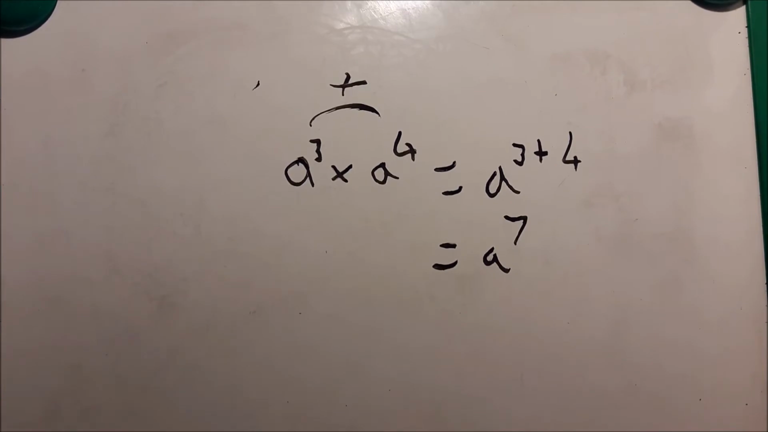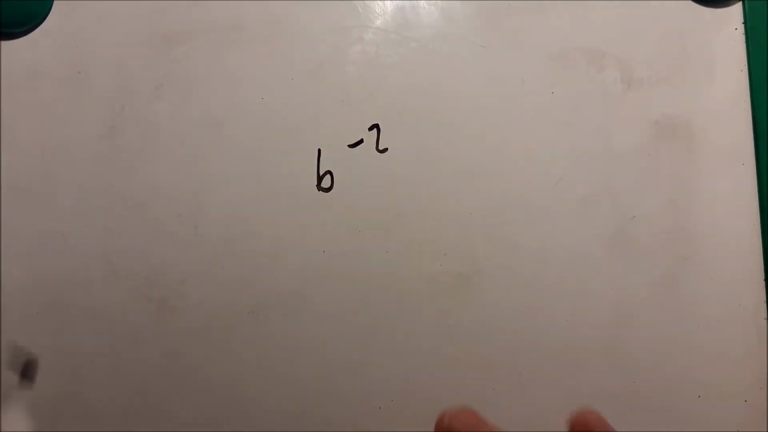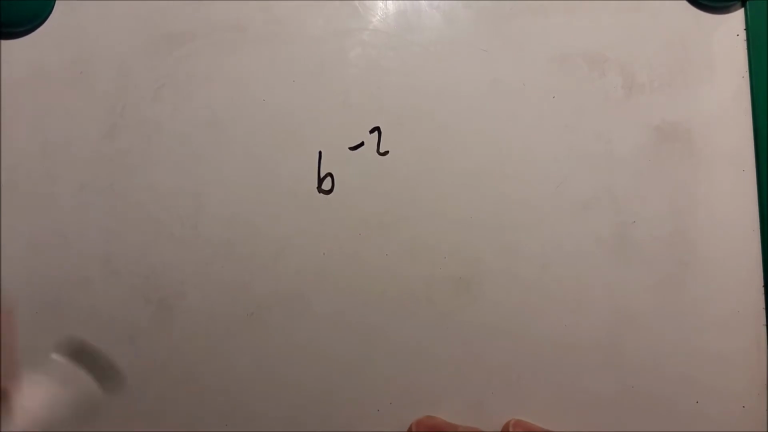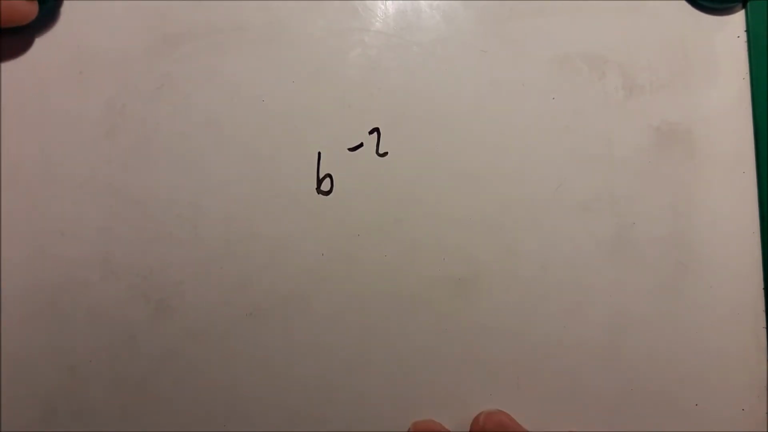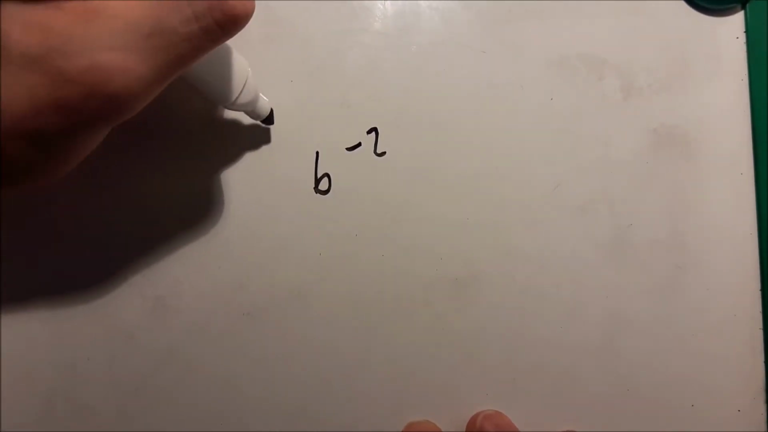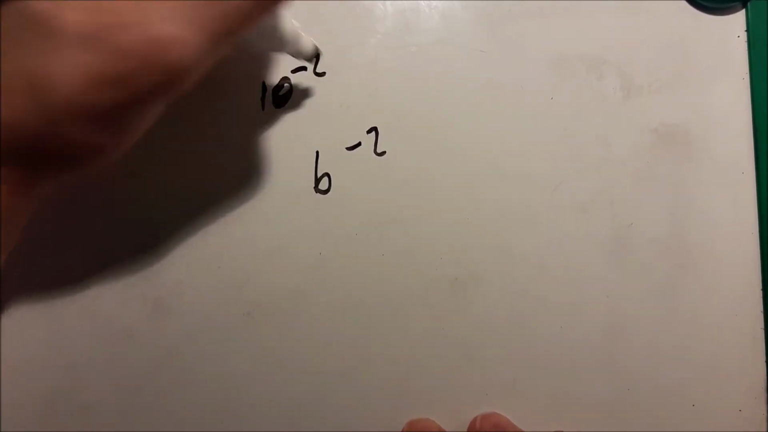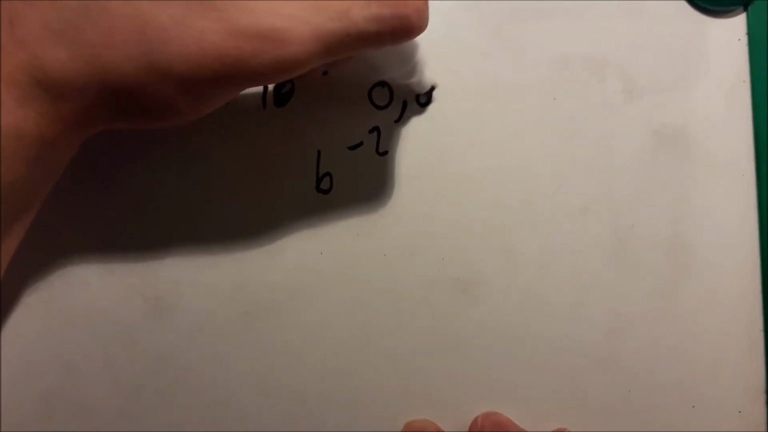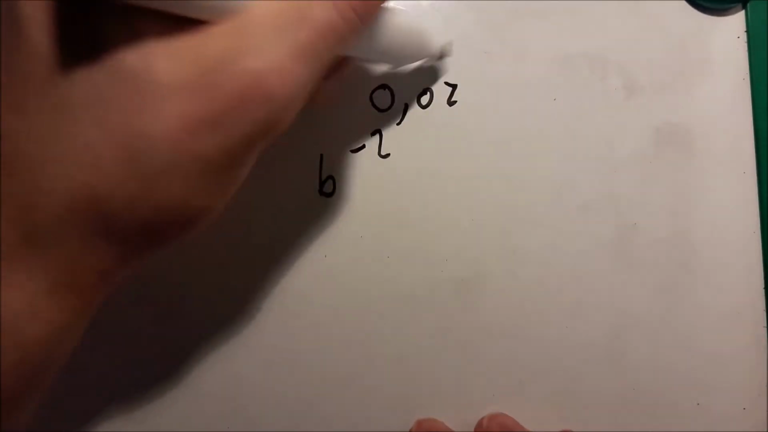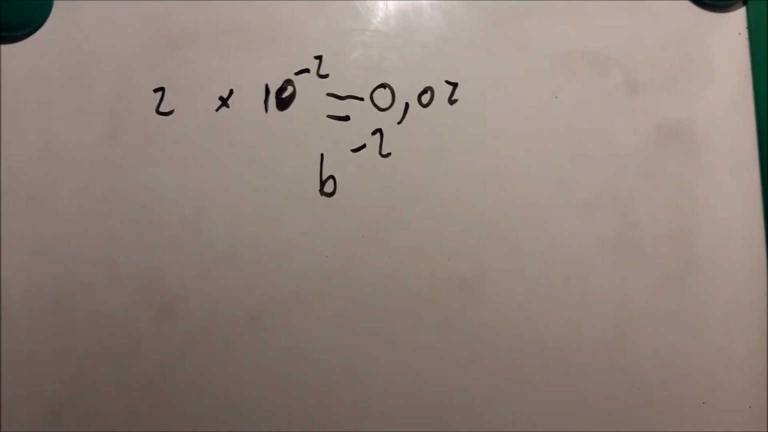The next one, we're going to look at a new law with exponents. We have b to the power of negative 2. What does that mean? This negative makes it a decimal or a fraction. Remember, with scientific notation, if you have 10 to the power of negative 2, that's 0.02, I think. So that's what that is. Now we're going to figure out what b to the power of negative 2 is.